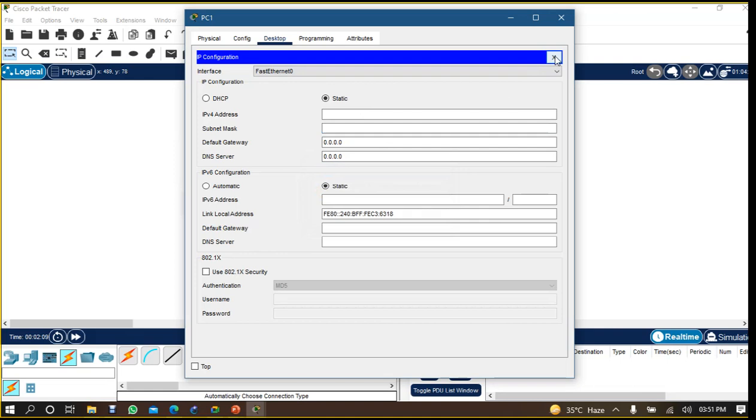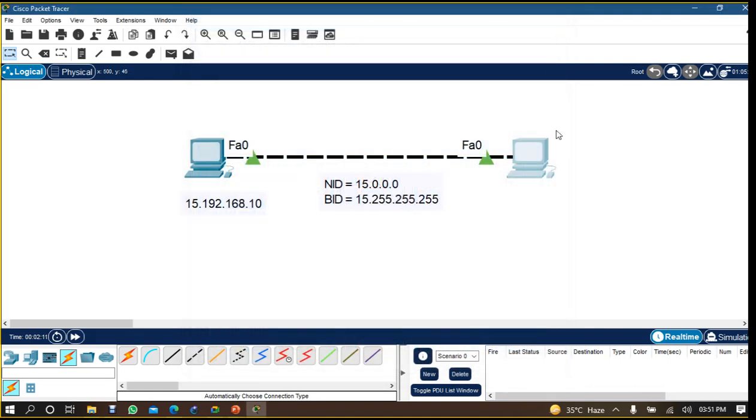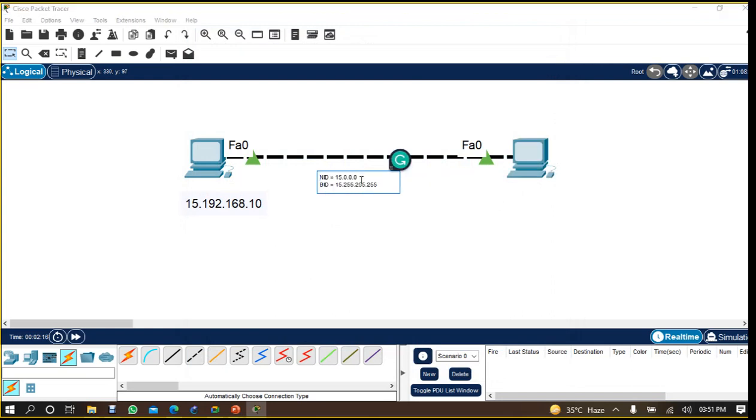So which IP address can I use? What is the range? I cannot use the network ID, so between the network ID and the broadcast there is some first IP. What will be the first IP? 15.0.0.1. Then the last IP will be 15.255.255.254.